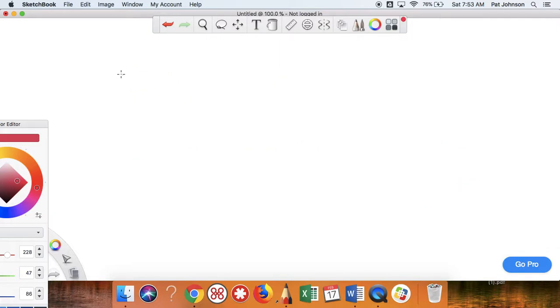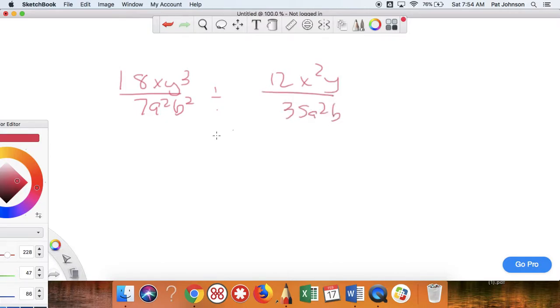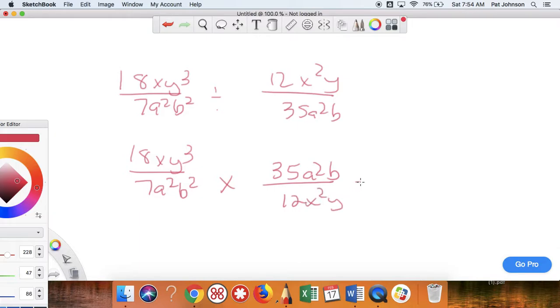Let's look at example B. So it says 18xy cubed over 7a squared b squared, divided by 12x squared y all over 35a squared b. First thing we do is we want to keep, change, flip, before we try to factor or simplify, because otherwise we need to have our original problem to make sure that we've got it correctly.